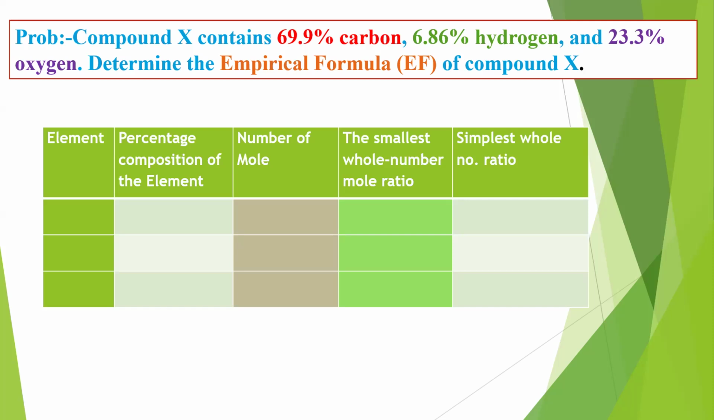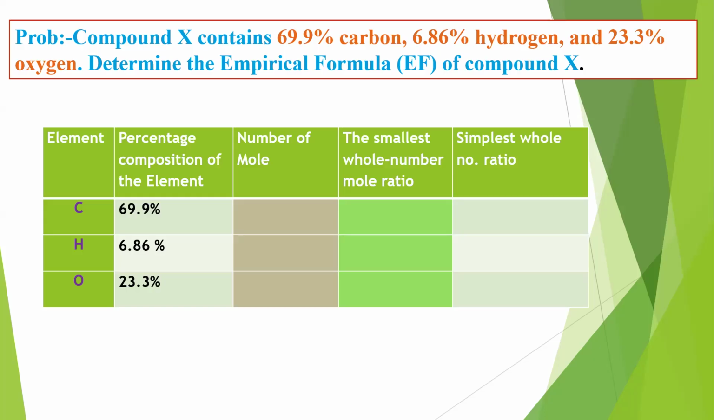Number of moles, smallest whole number ratio, mole ratio, simplest whole number ratio. First, you write the percentage given in the problem. In this problem, carbon percentage is given, that is 69.9%. Then hydrogen percent 6.86%. Then oxygen 23.3%.